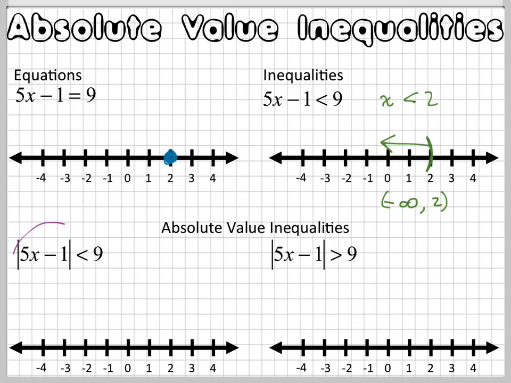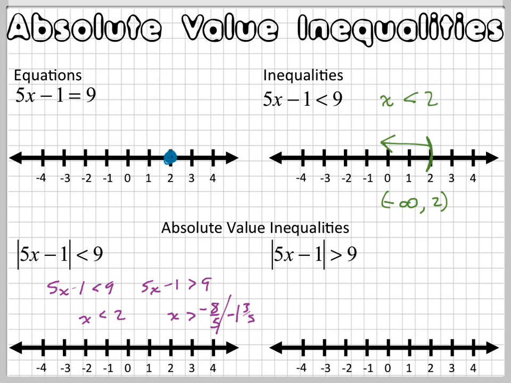Alright, the first absolute value inequality, what does this look like? Well, when you set it up, you go 5x minus 1 is less than 9, and then 5x minus 1 is greater than 9. You're going to get x is less than 2, and x is greater than -8 over 5. -8 over 5 is the same as -1 3/5.